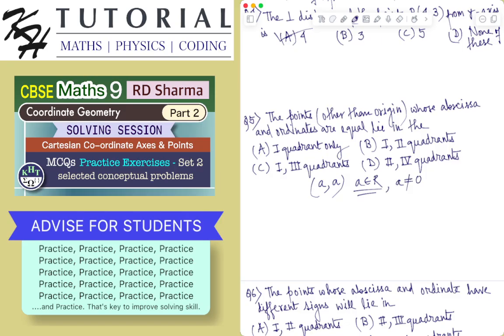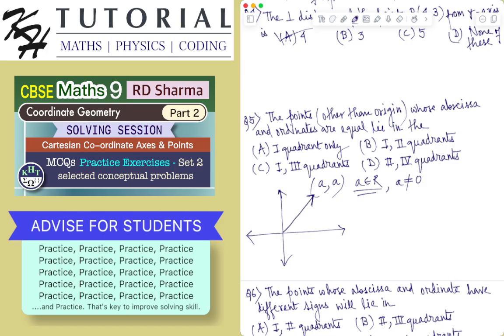Other than the origin, A is not equal to 0. So those points, if you join them, will form the graph of the points where the abscissa and ordinates are the same, and those excluding the origin will form a line something like this. It will be a graph. This is the line. It will be the graph of all the points.